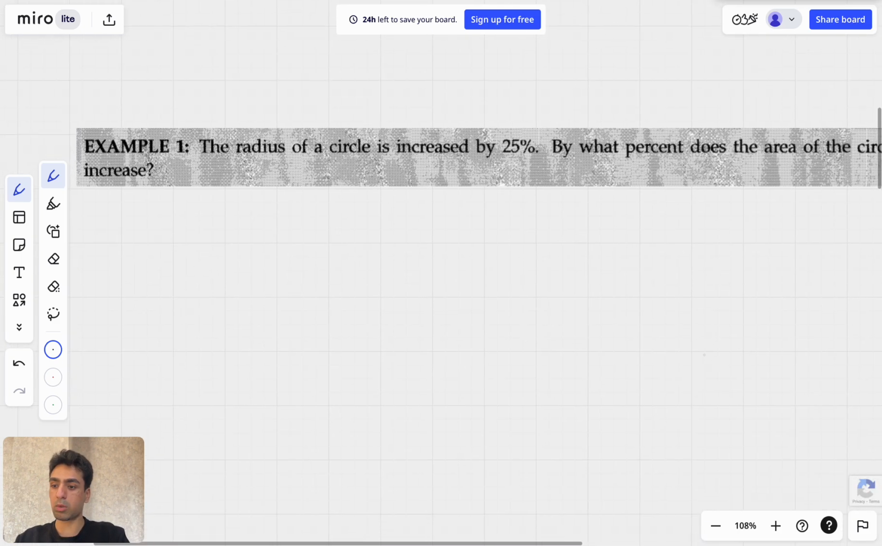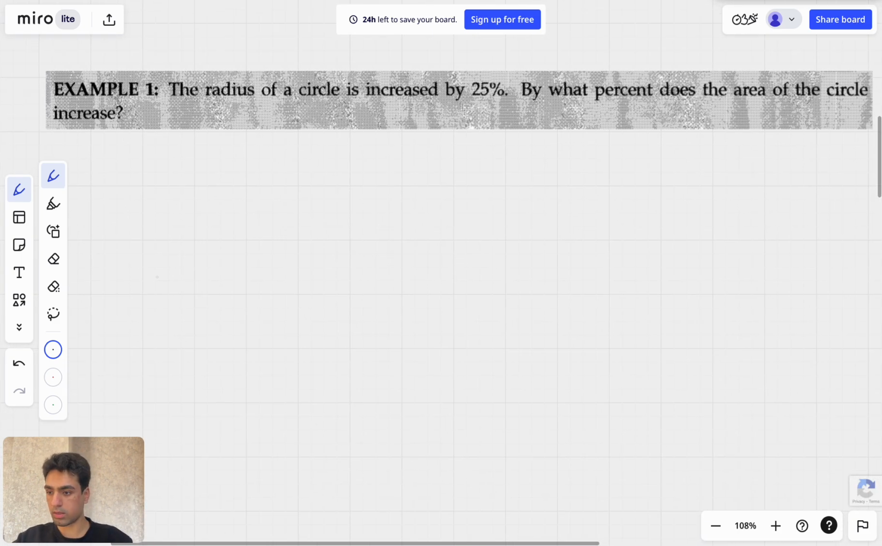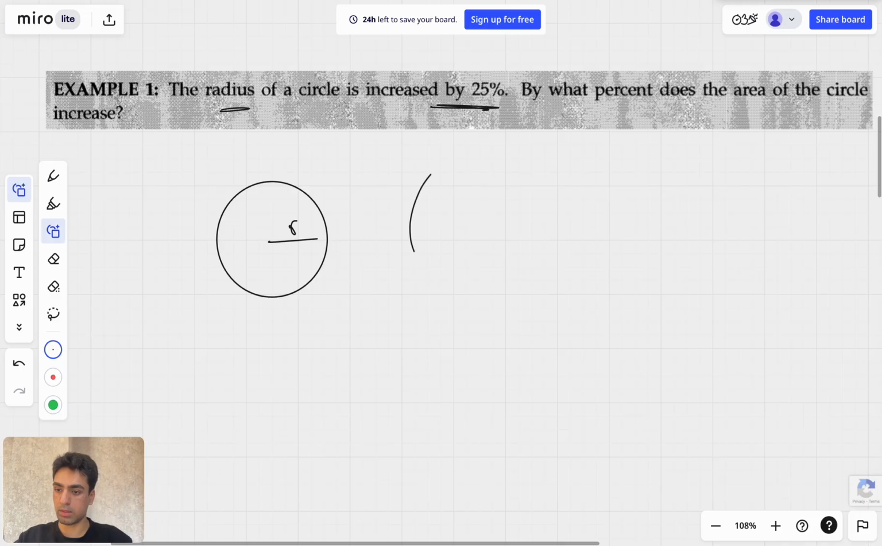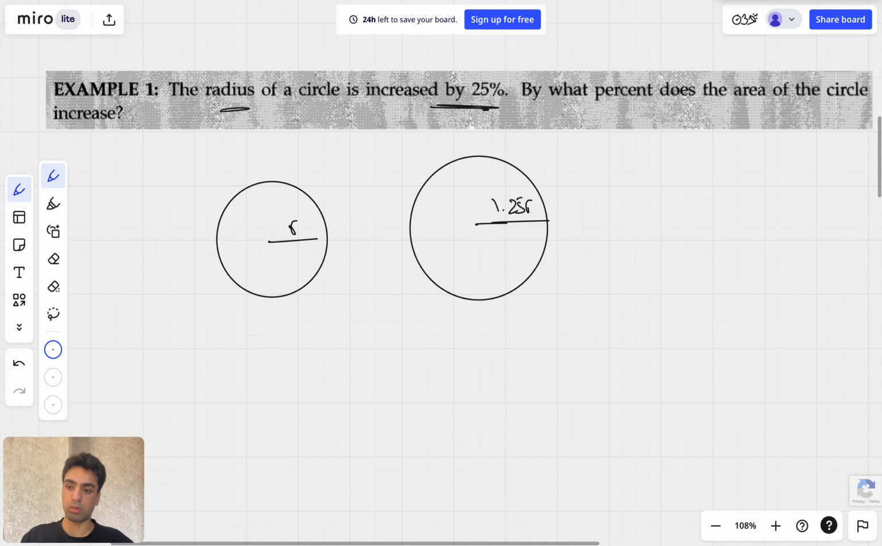Now let's say you have a circle, and the radius of the circle is increased by 25%. How will this affect the area? You have a circle that looks something like this. The radius, let's say, is r. Now let's say you have a new circle where the radius is increased by 25%. A 25% increase means you would write it as 1.25 r.